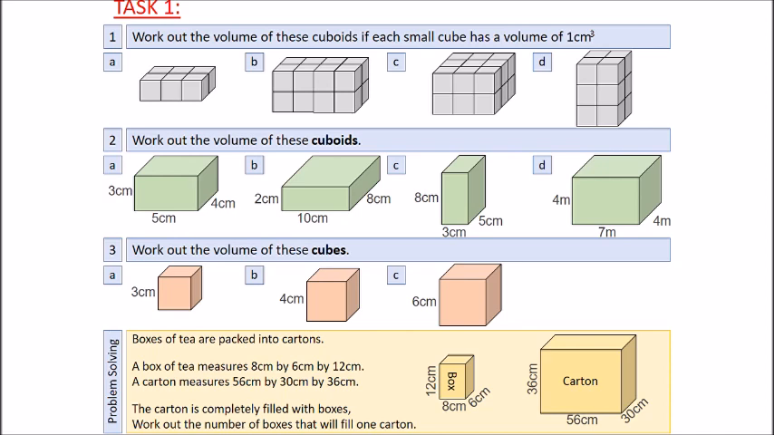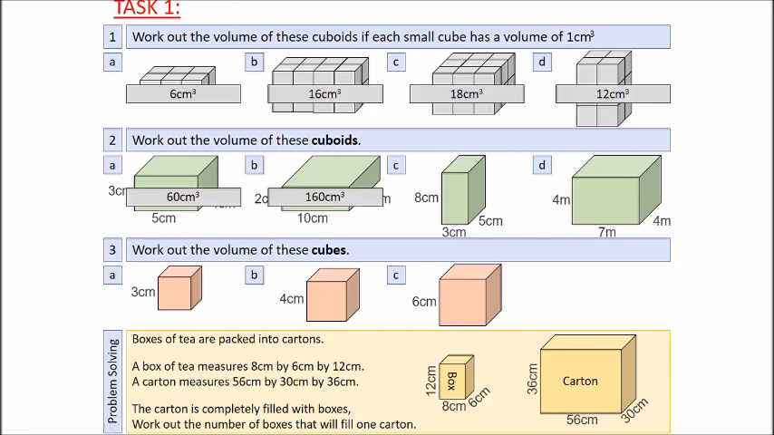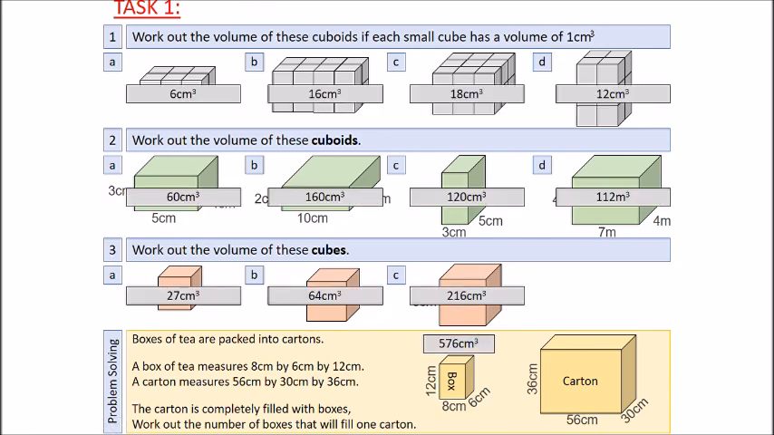Okay, so please could you pause the video and work your way through task 1 on your worksheet in Google Classroom. Okay, so these are your solutions for task 1.